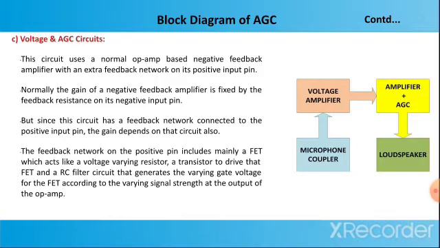Normally the gain of a negative feedback amplifier is fixed by the feedback resistance on its negative input pin. But since this circuit has a feedback network connected to the positive input pin, the gain depends on that circuit also. The feedback network on the positive pin includes mainly a FET, which acts like a voltage varying resistor, a transistor to drive that FET, and an RC filter circuit that generates the varying gate voltage for the FET according to the varying signal strength at the output of the op-amp. So this is all about the block diagram of AGC.